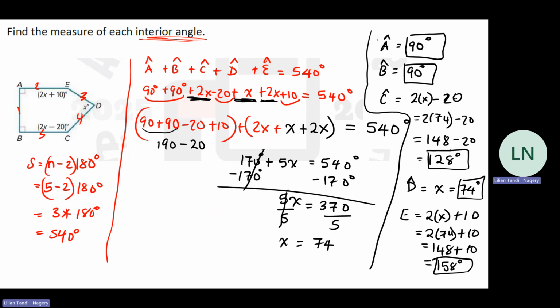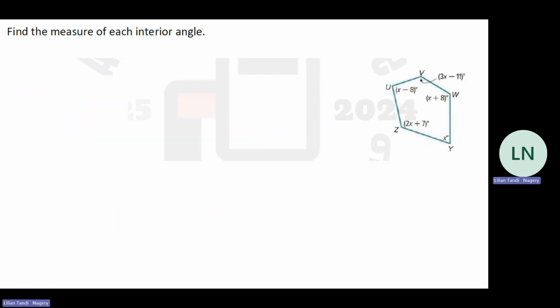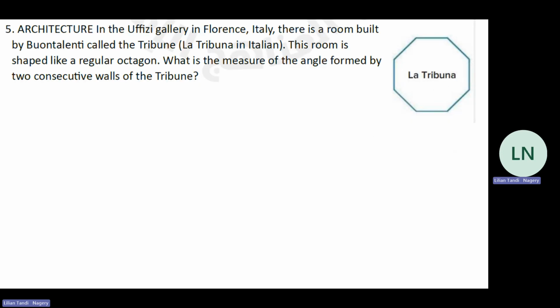So there. We have all our answers for the angles. Let's do the next one. Practice this by yourself. 1, 2, 3, 4, 5. Do this by yourself, the same way we did this, okay? All right, we move on.